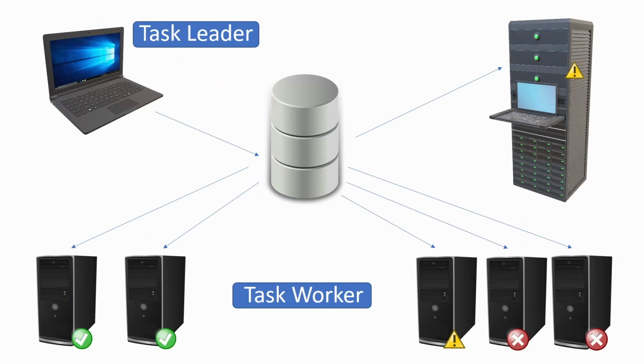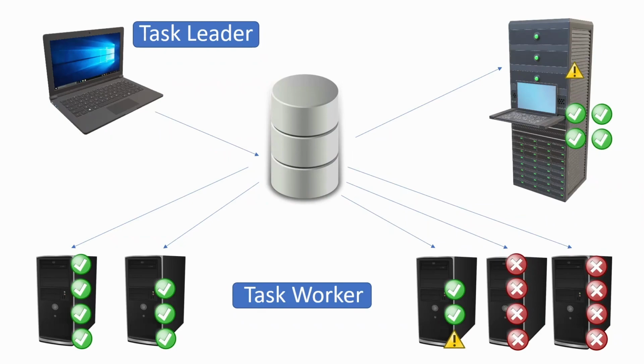As each of the task worker computers will have multiple processor cores, each of those cores should be able to support a separate task. This will considerably increase the number of tasks that the cluster can process. So the task leader will need to track tasks at the processor core level for each of the task workers.